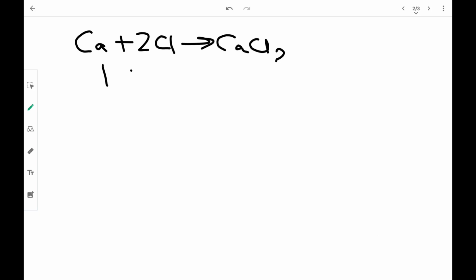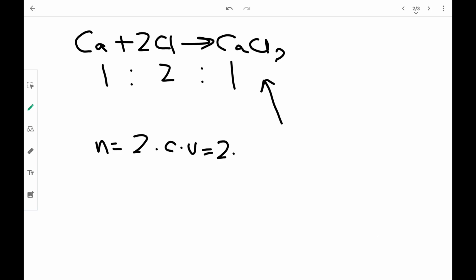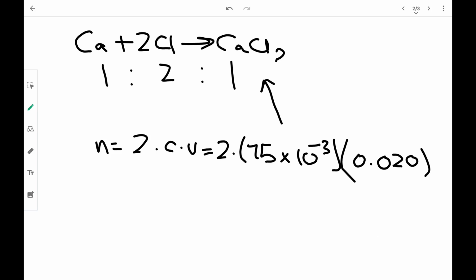Now the equation for Ca is Ca with 2Cl gives you CaCl2. The ratio is 1 to 2 to 1. So you can calculate the number of moles of CaCl2, multiply it by 2, and then you'll get the number of moles for Cl. So the equation is n equals 2 times C times V, which is 2 times 75 cm³ to m³, times 10 to the power of minus 3, times V, which is 0.020, and you'll get 3 times 10 to the power of minus 3.